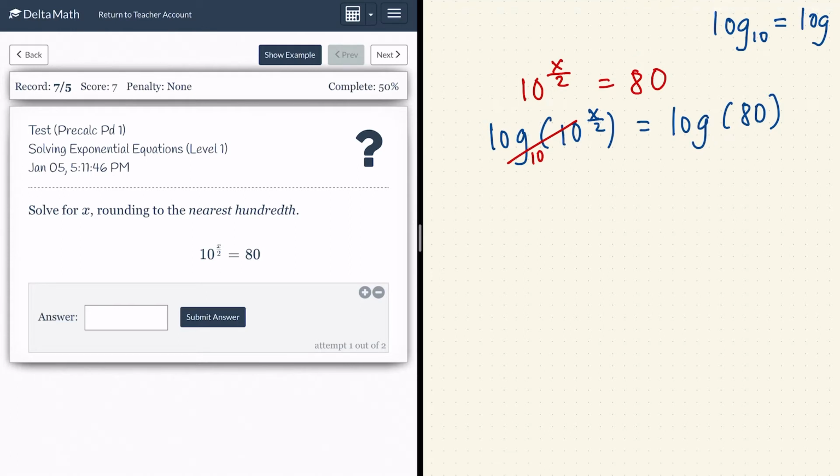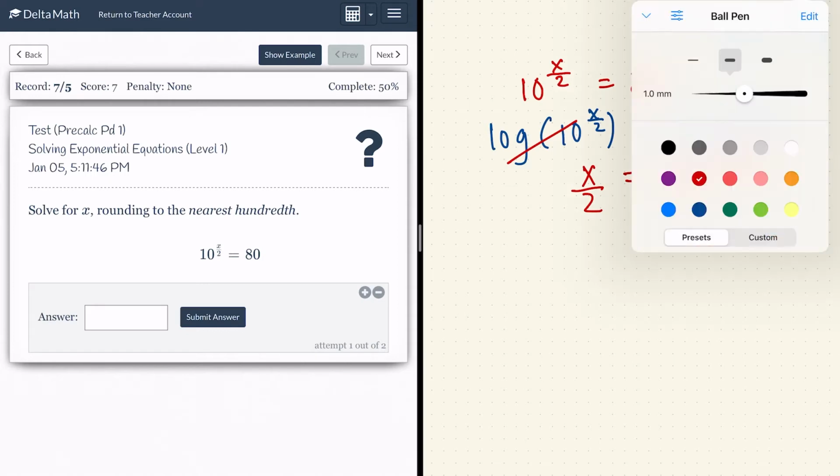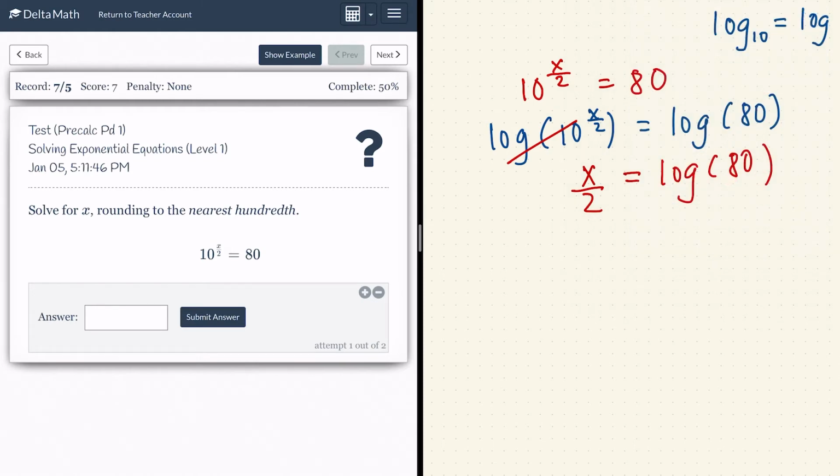We don't normally write that, so let me just erase this. So we have x over 2 is equal to log of 80. We're almost there. All we need to do is get rid of the 2. So the inverse of dividing by 2 is to multiply by 2. So we can just multiply both sides by 2. Therefore, these two cancel out, and x is 2 log of 80.